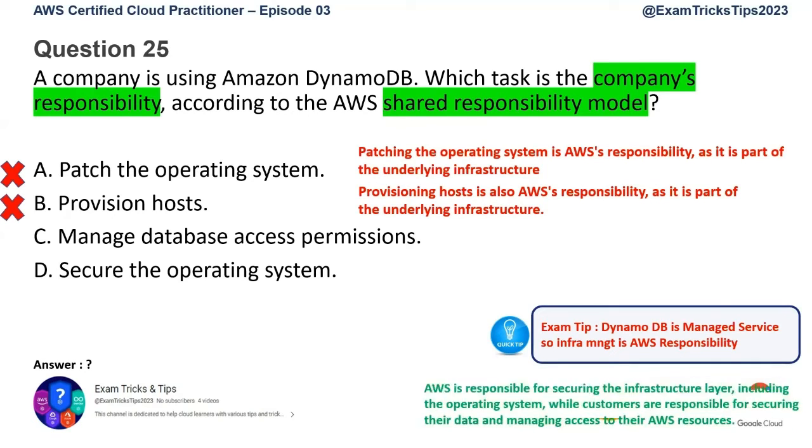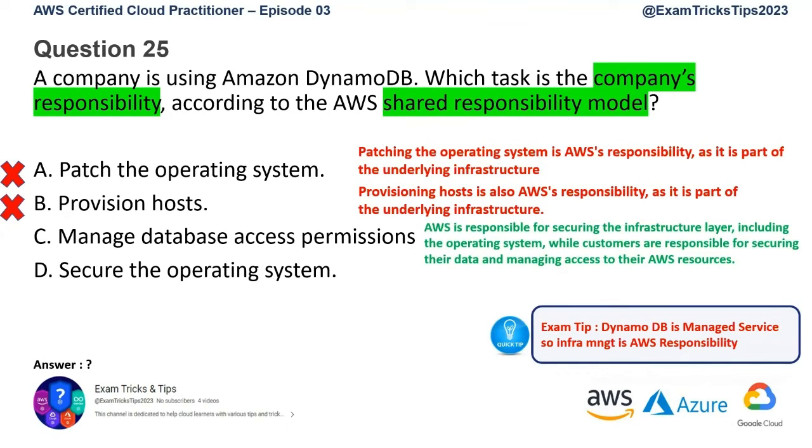C, managing database access permission. Now this one is not AWS responsibility. The DBAs at the customers or the operational staff will then manage who has access to the database, which application or which users have access to these databases. So this one is definitely a responsibility that the company has to manage. So this appears to be the correct answer to me. But yeah, let's look at the next one as well.